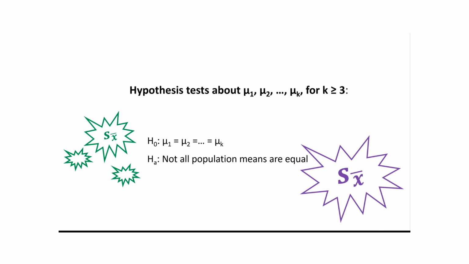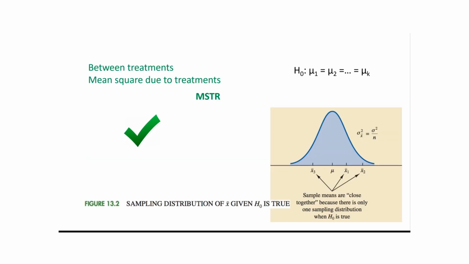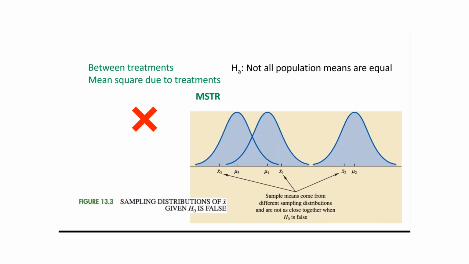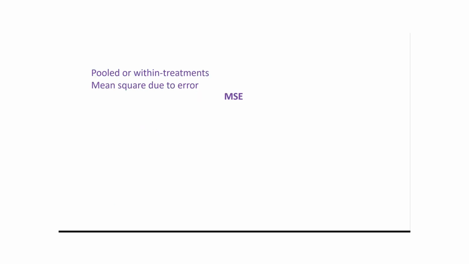So for that, we'll use two estimates of the variance of the sample mean. The first one is the between treatments or mean square due to treatments measure. It's a good estimate of the variance of the sample means when H0 is true. It's not a good estimate of the variance of the sample means when H0 is false. It overestimates it.